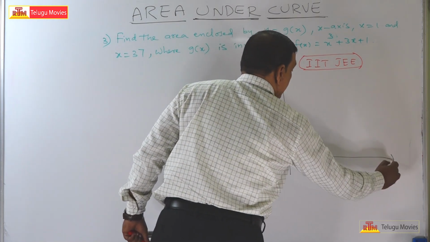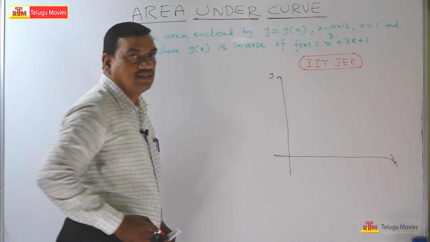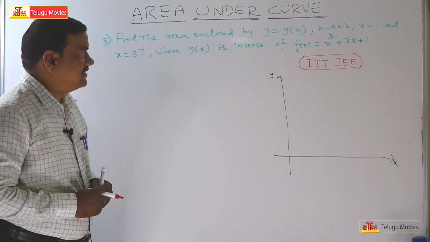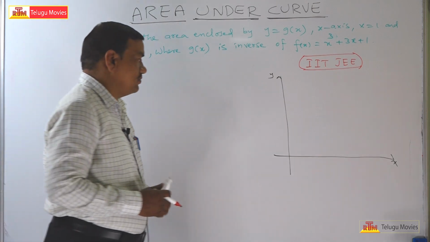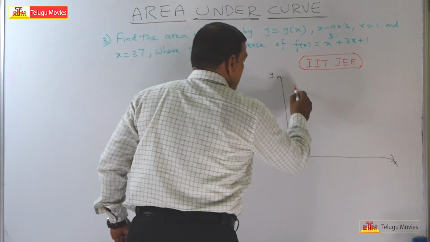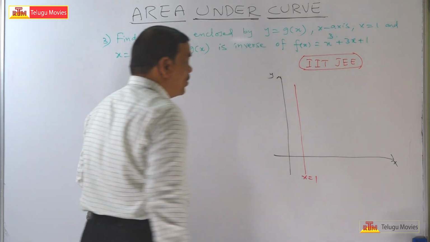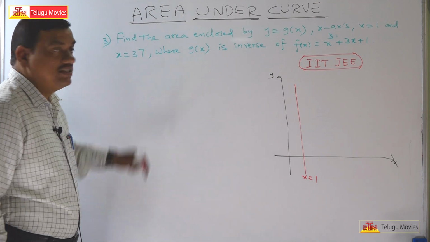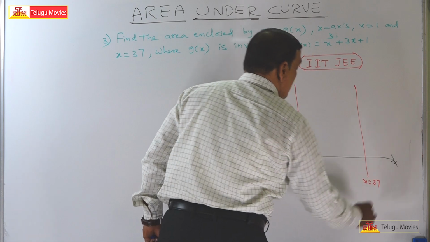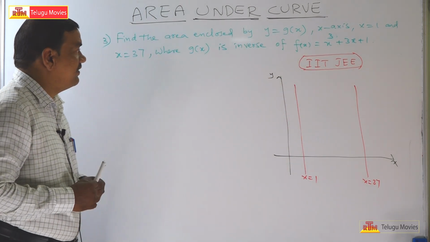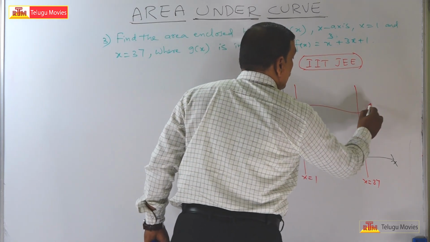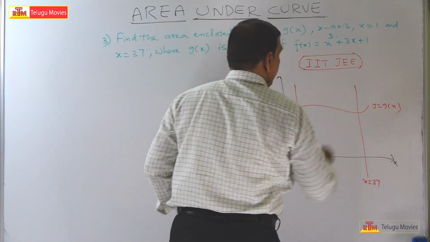So, this is the x axis and this is the y axis. First he is saying x is equal to 1. So, x is equal to 1 is a line, and x is equal to 37 is also a line. Y is equal to g of x is a curve.